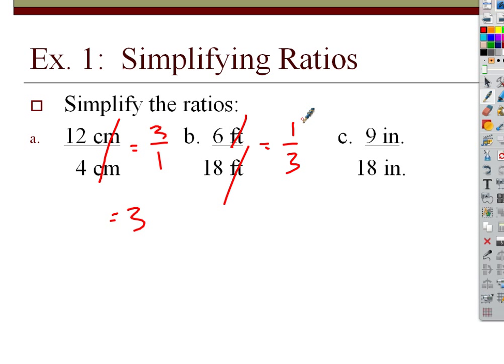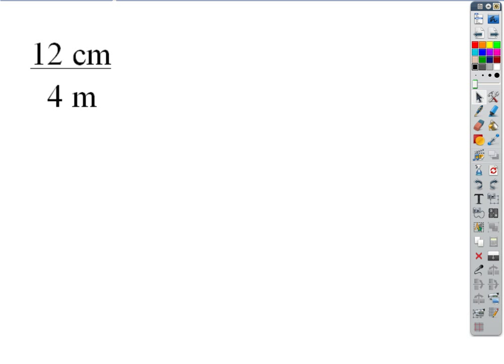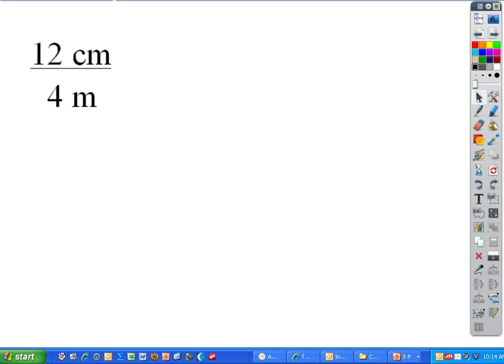Inches cancel, and I get 1 over 2. Okay. Very good. Okay. Now, you just leave that as a one. Okay, you see the difference? Yeah, it looks like 3 over 1, right? Yeah, but it's 3. But it's not.